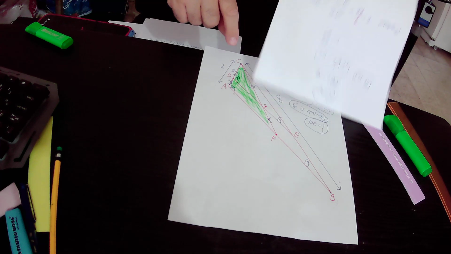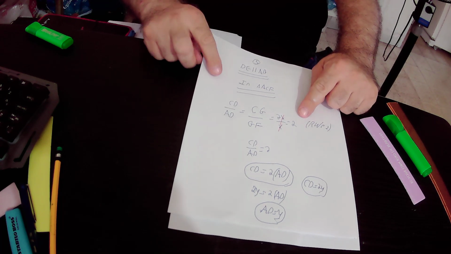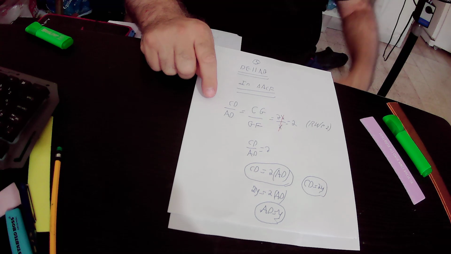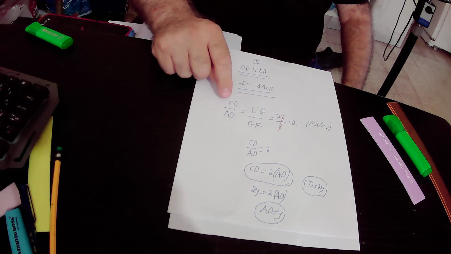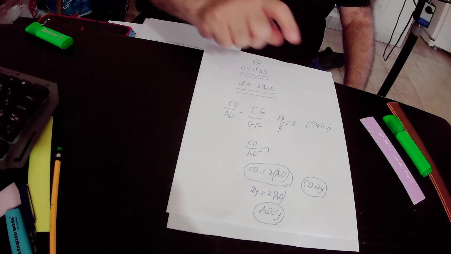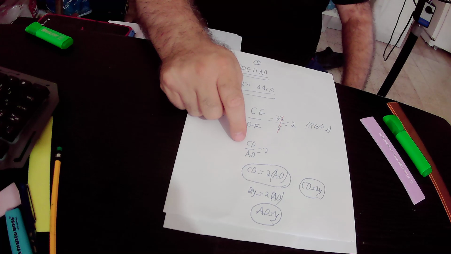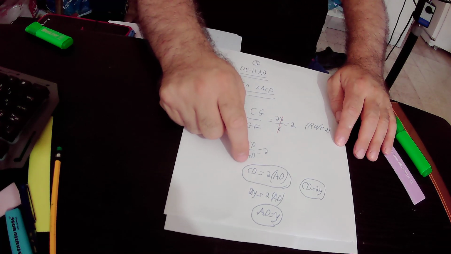And what is the value of GF? GF equals x, so we got that CD over AD equals 2x over x. So x over x is 1, so x will get cancelled. So we found out that CD over AD equals 2. CD over AD equals 2, and if we multiply this equality by AD, we will get that CD equals 2 times AD.